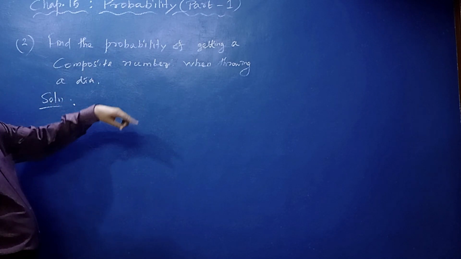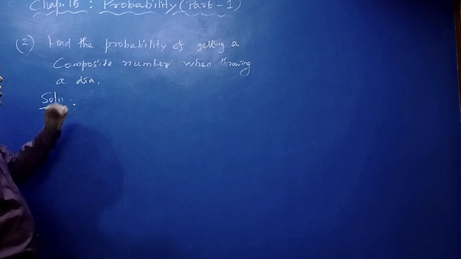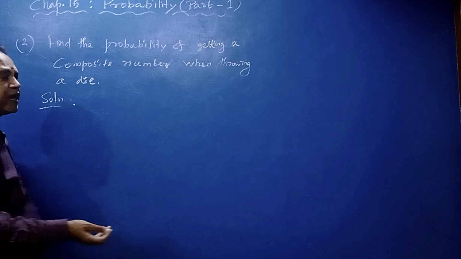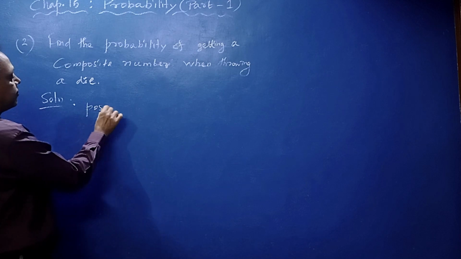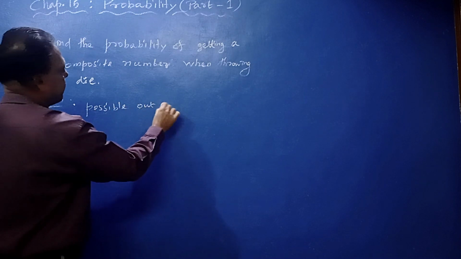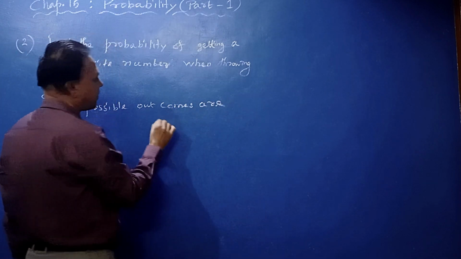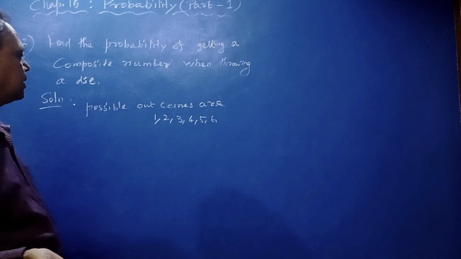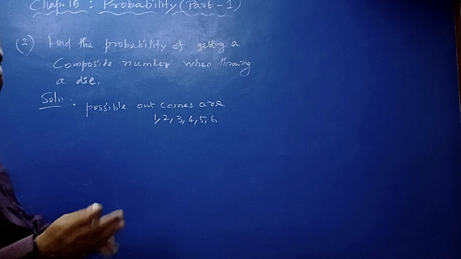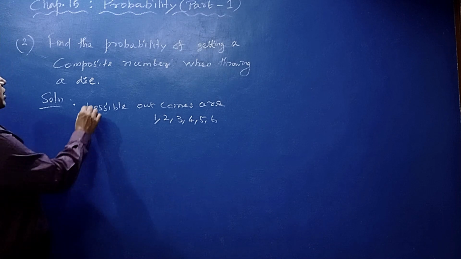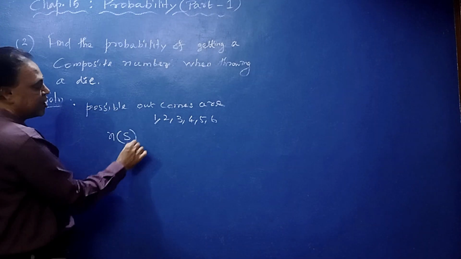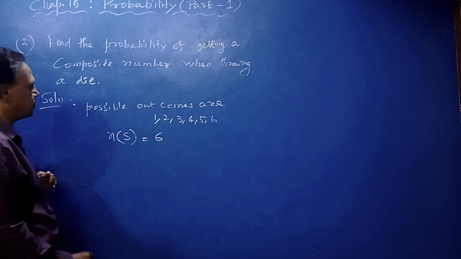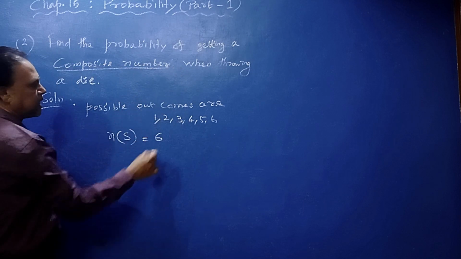So next we will see, find the probability of getting a composite number when throwing a die. Throwing a die, what are the possible outcomes? Possible outcomes are the same: 1, 2, 3, 4, 5, 6. When you throw, 1 may occur, 2 may occur, 3 may occur, 4 may occur, 5 may occur, 6 may occur. That is the possible outcomes. Now number of possible outcomes, denoted as n of S, is 6.